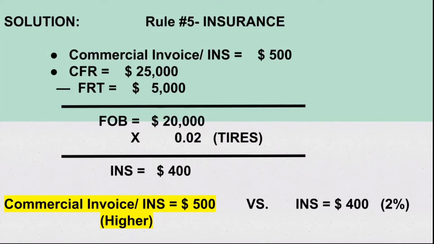Minus the freight of $5,000, and then we have the $20,000 of the FOB. And then times 0.02, and then we have the insurance of $400. So, as you can see, $500 is higher. So, our dutiable insurance is the $500 by the commercial invoice. And that's our answer. The next problem.